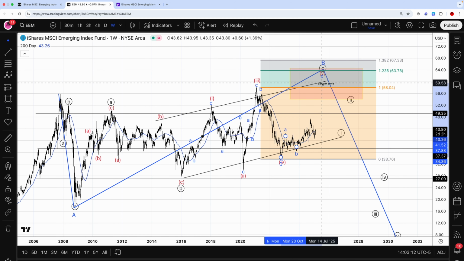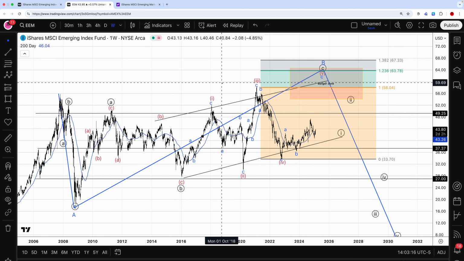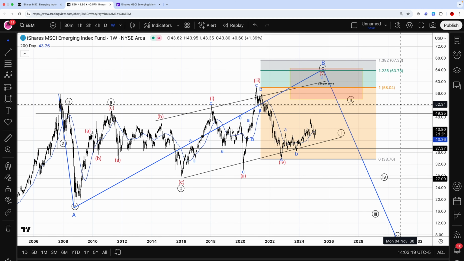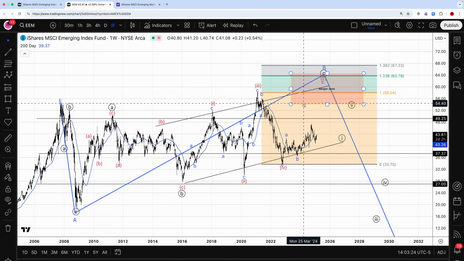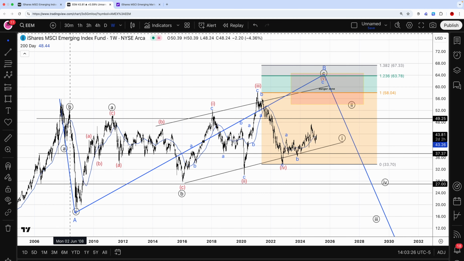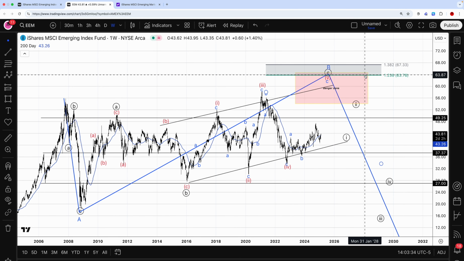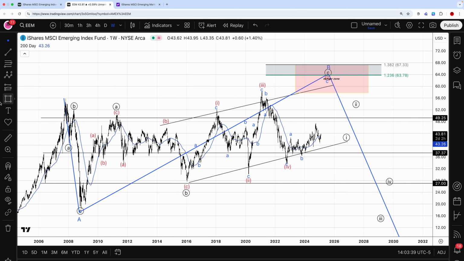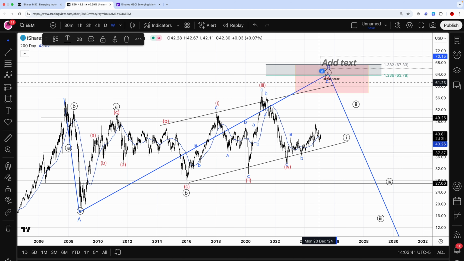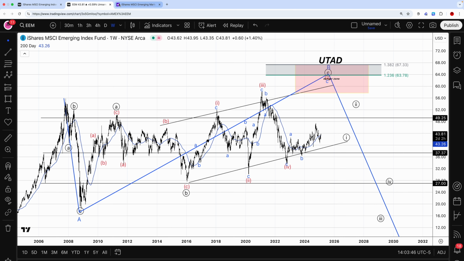So around this region right here. But yeah, this is what I see on iShares MSCI. This is for equities. Okay, so this region right here would be your danger zone. This is what's called your upthrust after distribution. So this would be called your UTAD. And I'll show you what I mean by that.